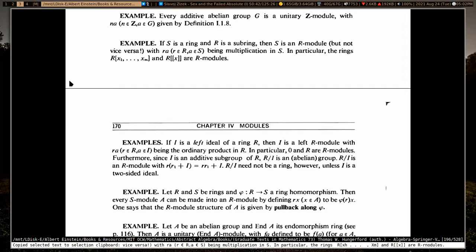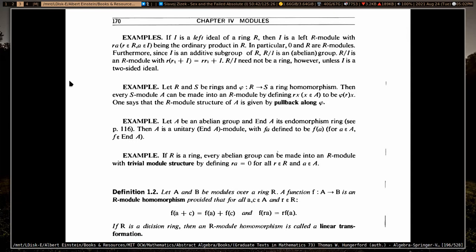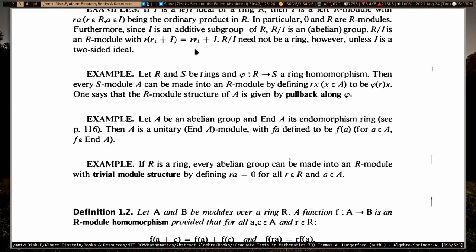He has a few other examples, I guess. Yeah, he defines a few things in these examples. So now if you bring in ideals, if you have a left ideal of a ring R, then you can make this ideal into a left module by taking elements from the ring and the ideal and defining the product as you did in the ring.